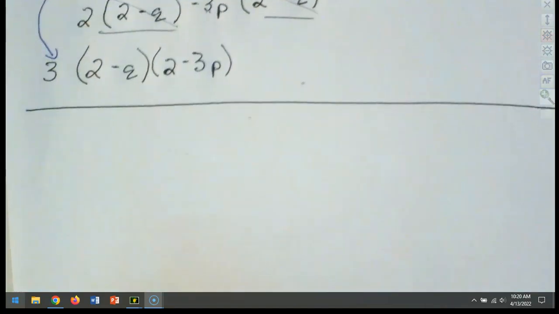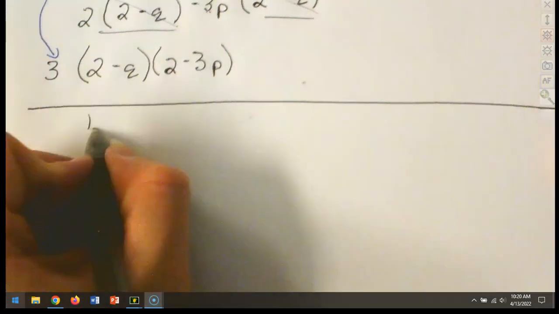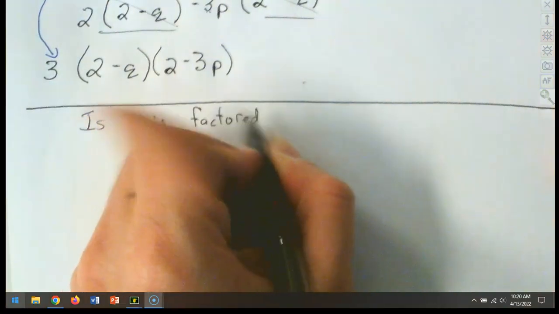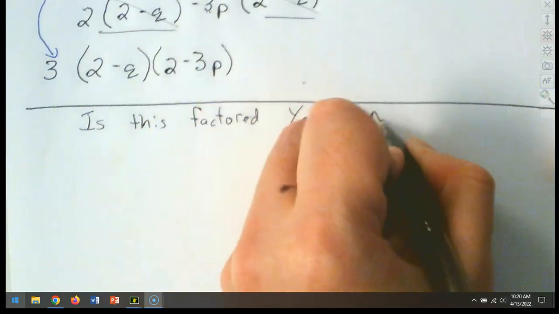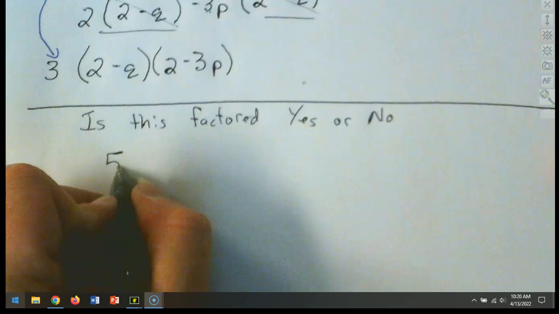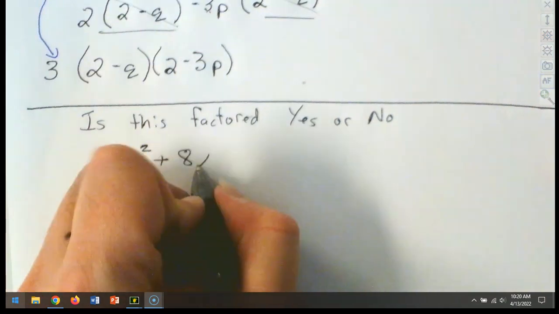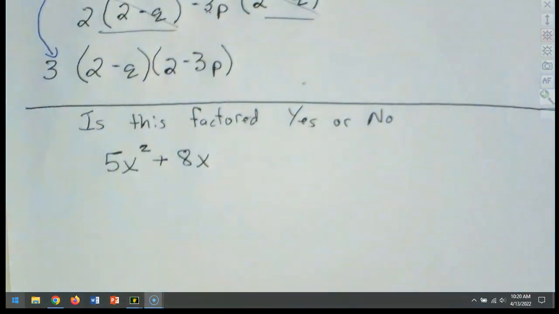Now I'm going to give you something, and you're going to tell me if this is factored or not factored. If it's factored, that means nothing comes out. When I look at this 5x squared plus 8x, is it factored? No, it is not. Okay, it is not factored.